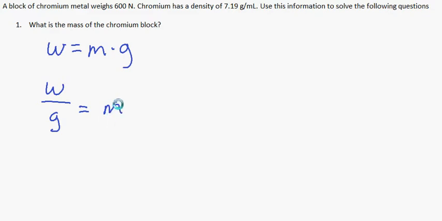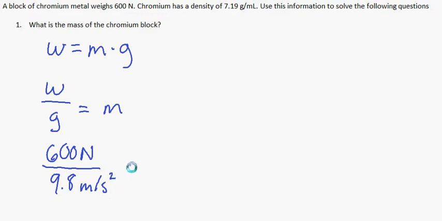and so as we go through this and plug in our weight, which is 600 newtons, and our gravitational acceleration, which is the 9.8 meters per second squared value that we use frequently, this should equal our mass, and we'll end up with about 61.2 kilograms as our mass for this. So that'll take care of our first part of the problem, and from there we can go on to the second.